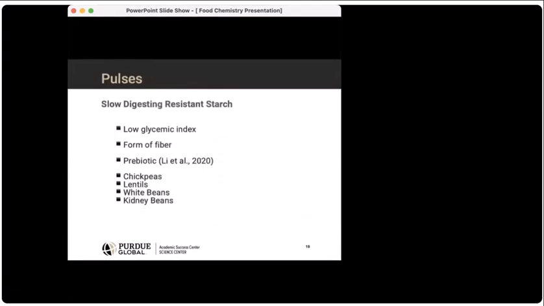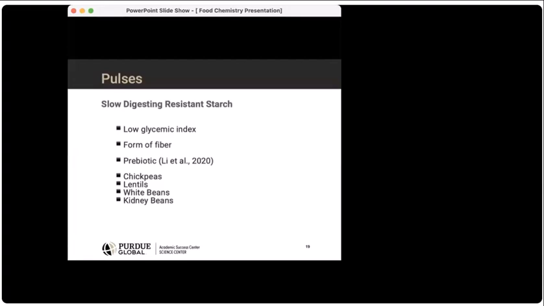Our fourth or last food subgroup is something called pulses. Now, pulses are the edible seeds of plants in the legume family. Pulses grow in pods and come in a variety of shapes, sizes, and colors, such as beans, peas, and lentils. This food group contains components such as protein, folate, insoluble and soluble fiber, iron, phosphorus, poly and monounsaturated fatty acids, just to name a few. Pulses also contain a component known as slow digesting resistant starch.